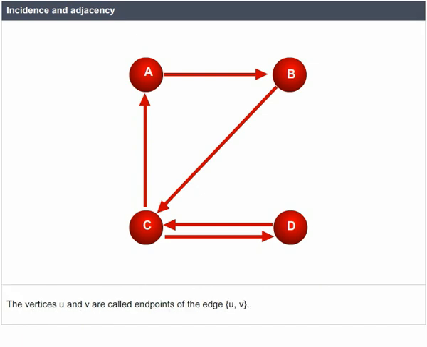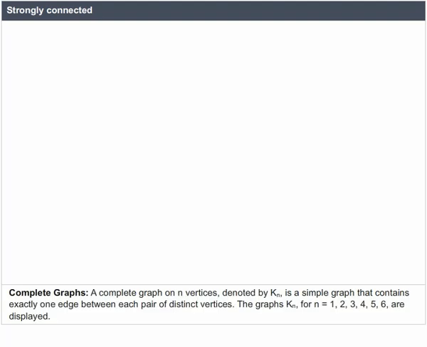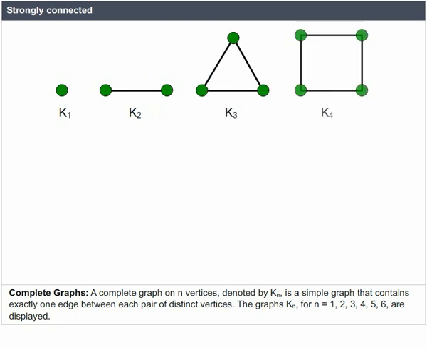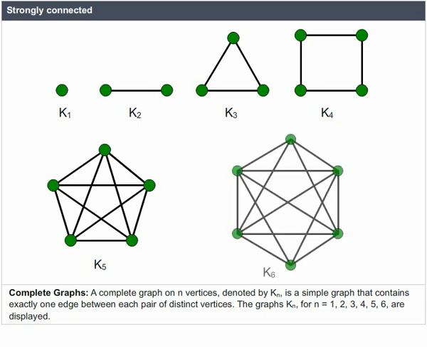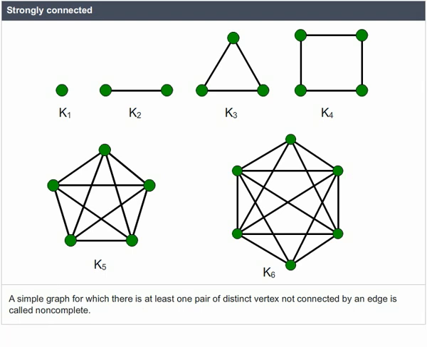Strongly connected. Complete graphs. A complete graph on n vertices, denoted by Kn, is a simple graph that contains exactly one edge between each pair of distinct vertices. The graphs Kn for n = 1, 2, 3, 4, 5, 6 are displayed. A simple graph for which there is at least one pair of distinct vertices not connected by an edge is called non-complete.